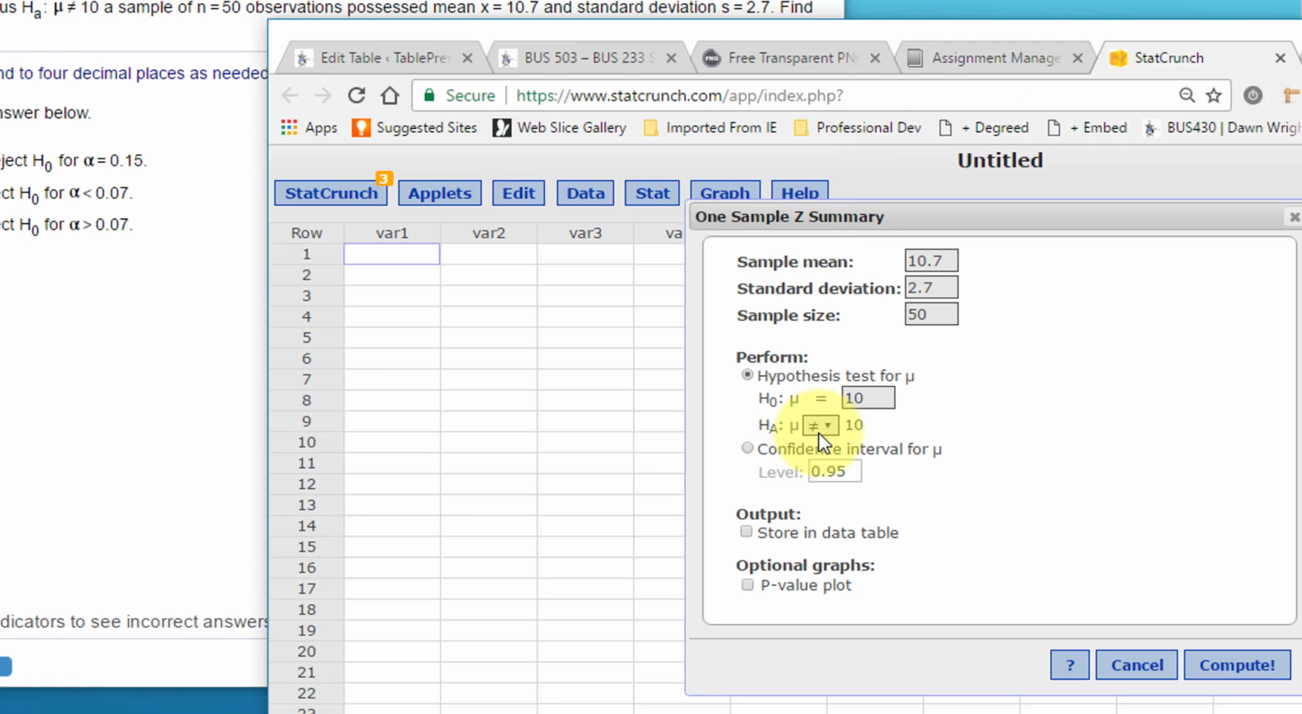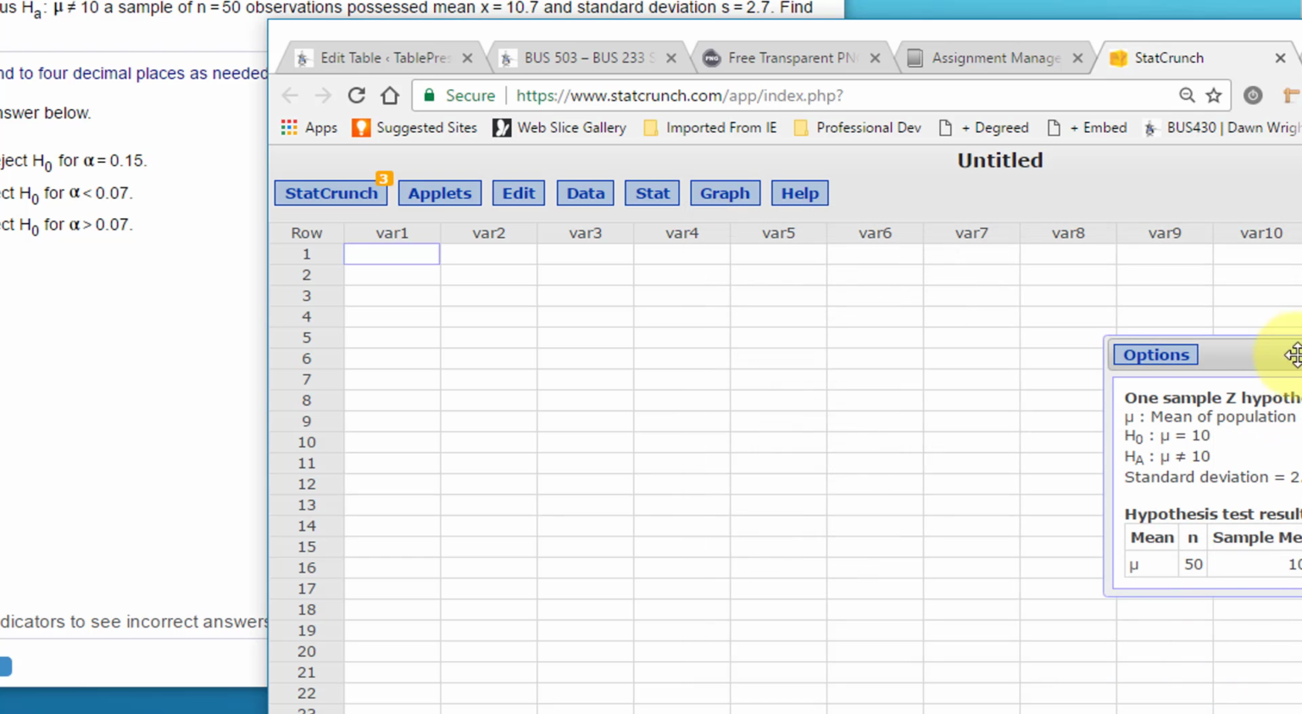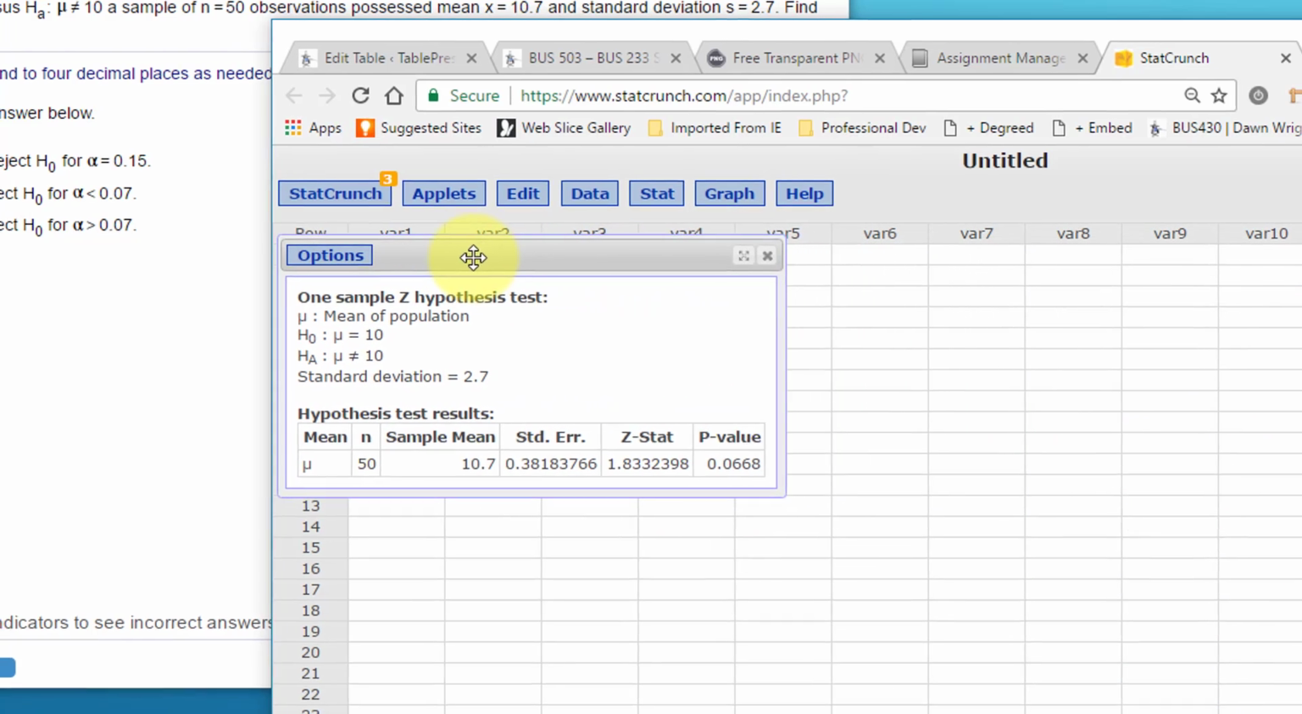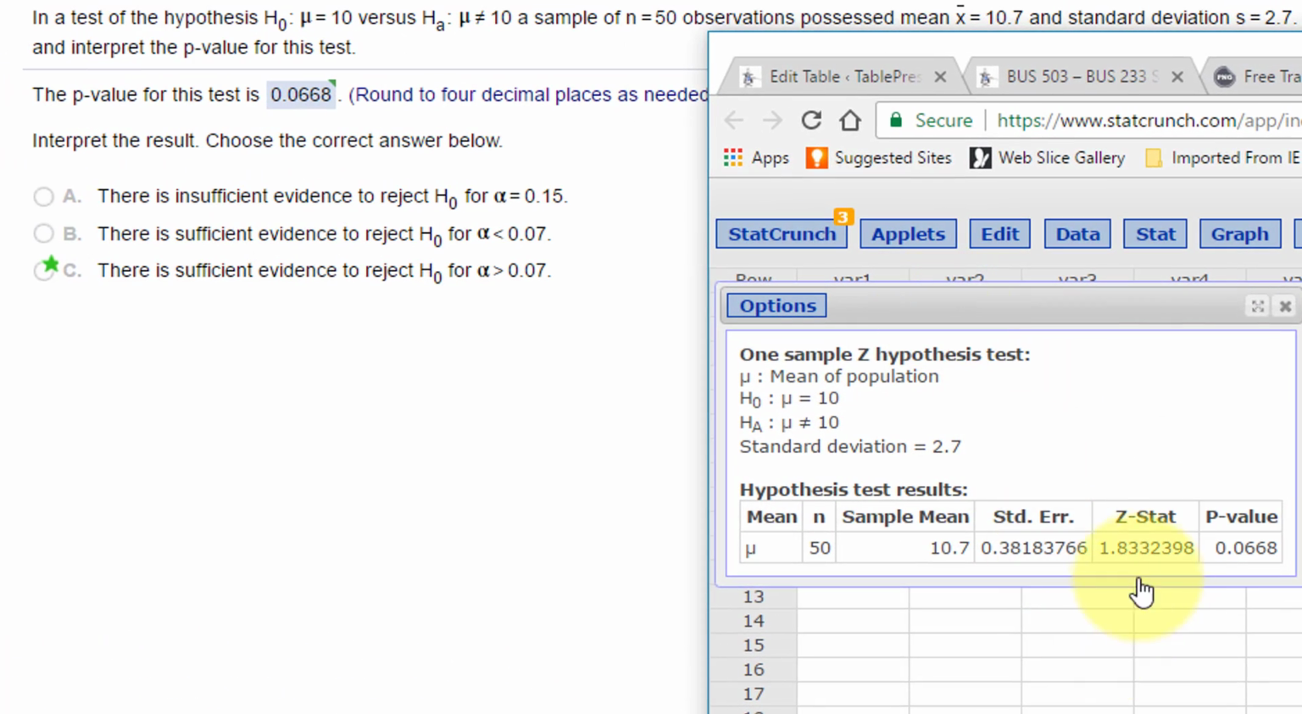Our alternative is not equal. And remember, you have a drop down there. If it's a left tail, you select less than. If it's a right tail, greater than. But this is a two tail, not equal. I'm going to click compute, and we get our answer here. We get a z-stat test statistic of 1.833 and a p-value of 0.0668.